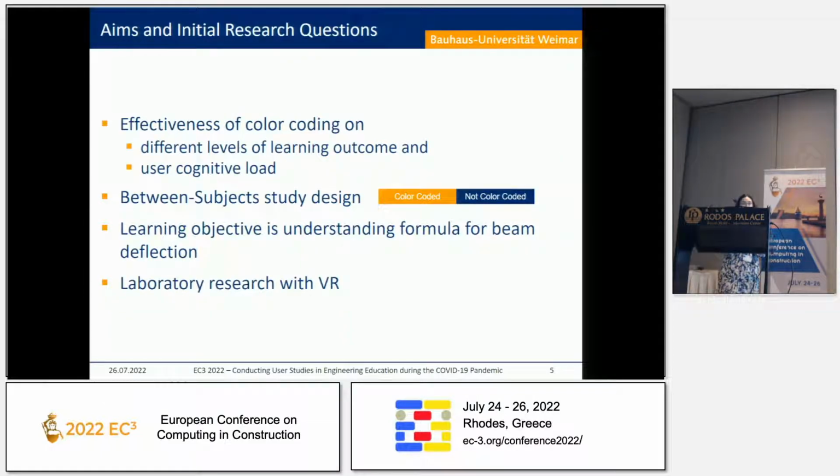So how does color coding have an effect on learning outcome and the cognitive load? For this, we chose a between subject study design where we split a group into a color-coded and not color-coded group. And what we wanted to do was, in a laboratory setup, let them experience the environment in VR with HMD and the controllers.